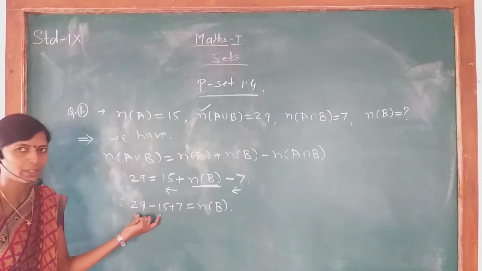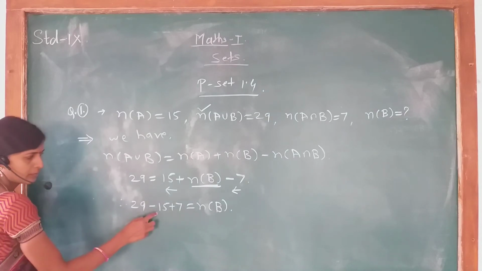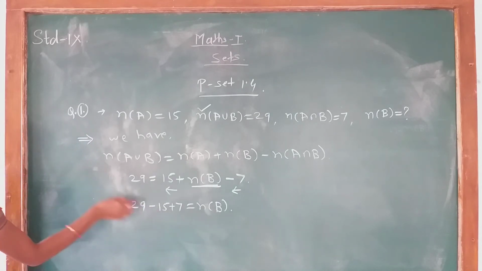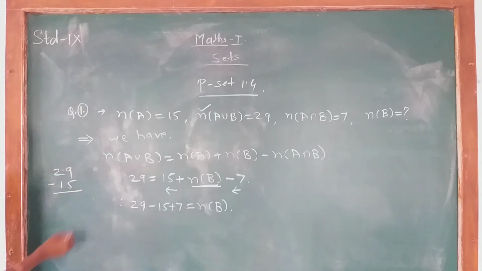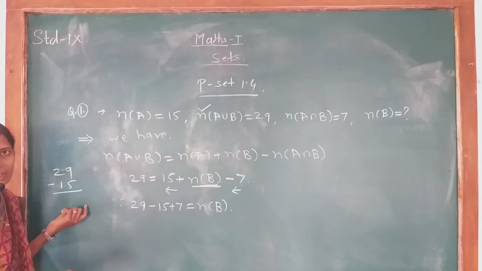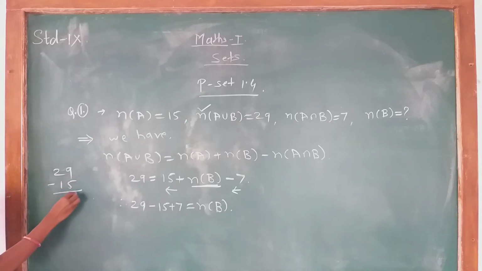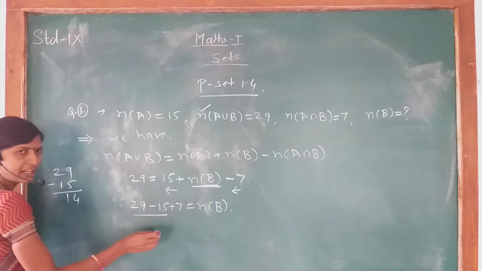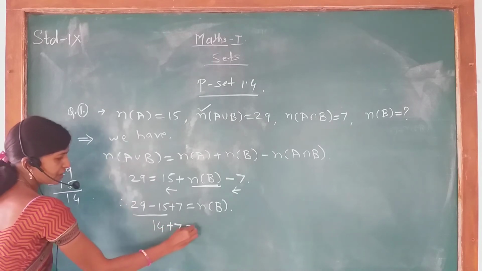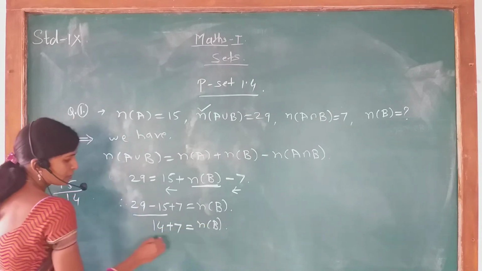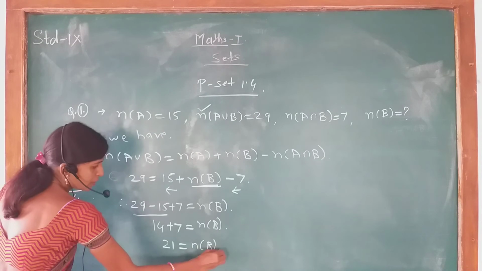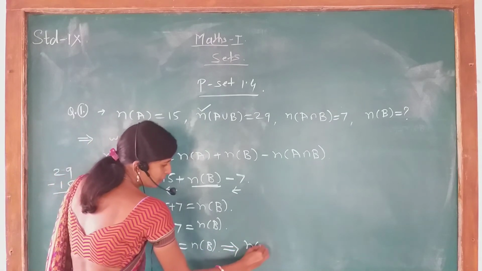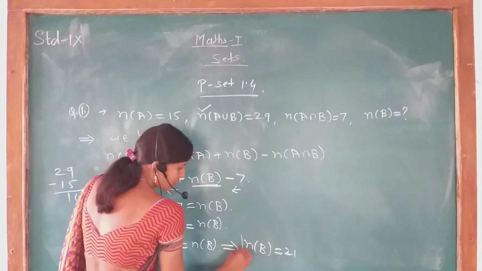You have to do this addition and subtraction. So 29 minus 15, what answer do you get here? If you did not understand it horizontally, do it like that, no problem. I know that you are in 9th standard, but you do horizontal and vertical addition and subtraction. So 9 minus 5 is 4, and 2 minus 1 is 1. Otherwise, you can do it directly also. So 14 plus 7 is equal to n(B). So 14 plus 7, that is 21, is equal to n(B). So n(B) is equal to 21. So understood all of you?